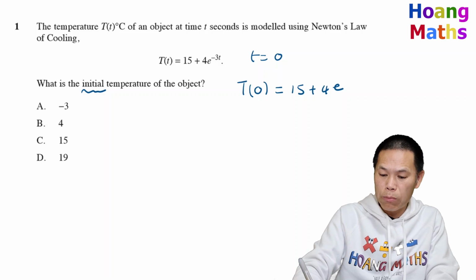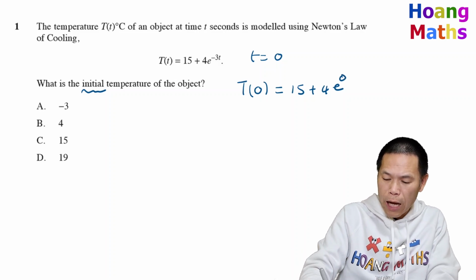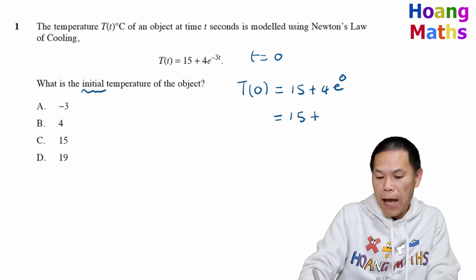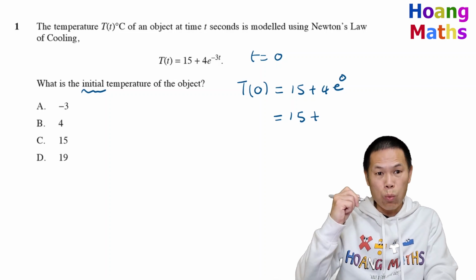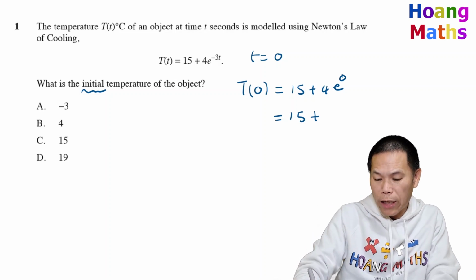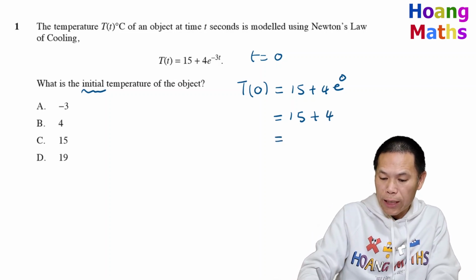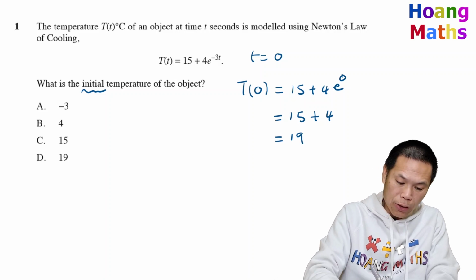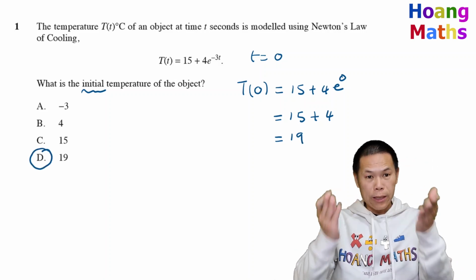So when t is equal to 0, T of 0 is 15 plus 4e to the negative 3 times 0, so that gives me 0. So that becomes 15 plus e to the power of 0, which is 1. So that means 4 times 1, so that is 4. So the answer is 19. So the answer should be D.